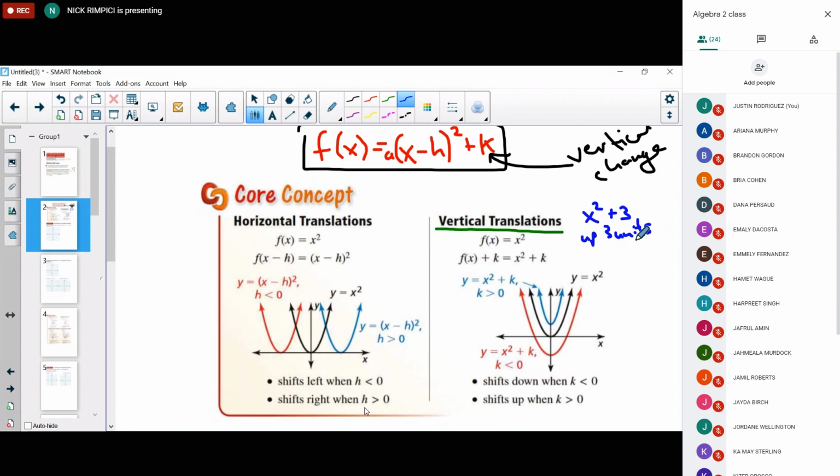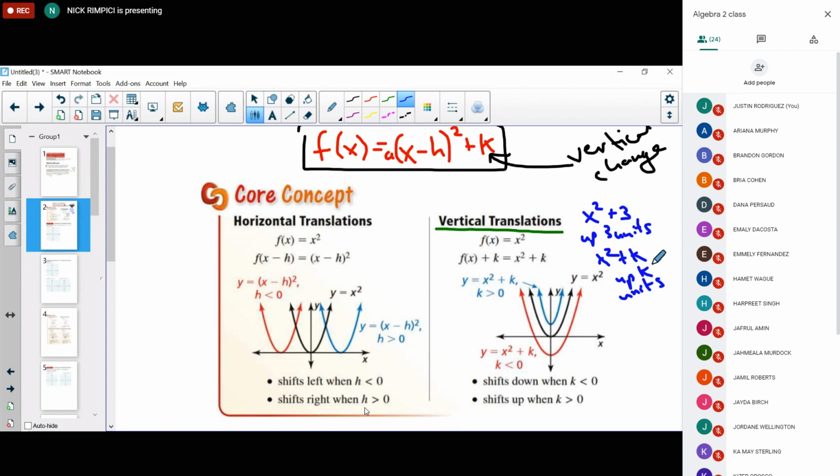If you made the k 5, it would push the graph up 5 units. So by making k a positive value, it pushes it up by that amount of units. So in other words, x squared plus k, if k is positive, we're going to go up k units. Now that's when it's positive.